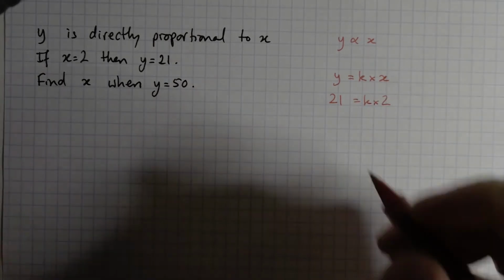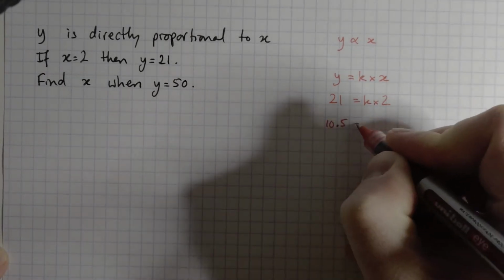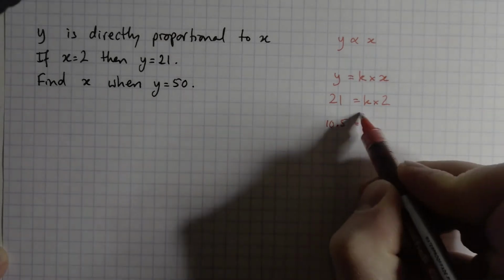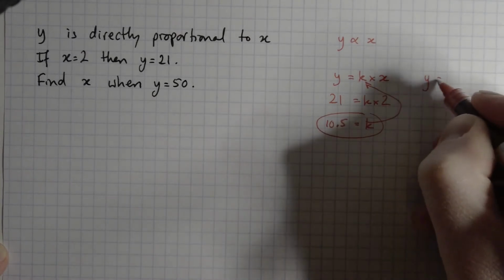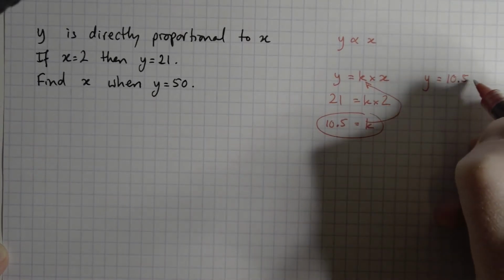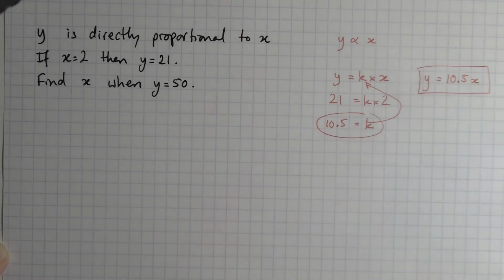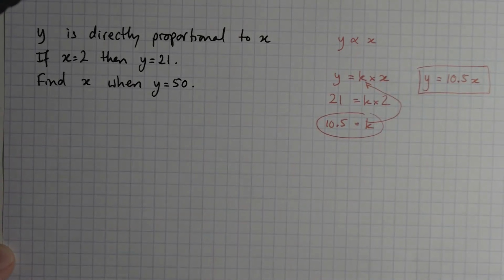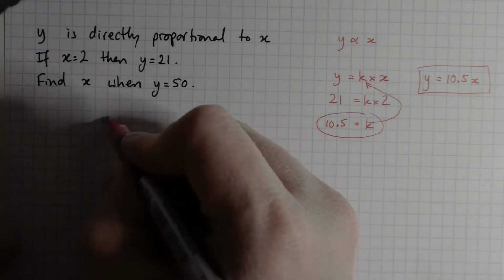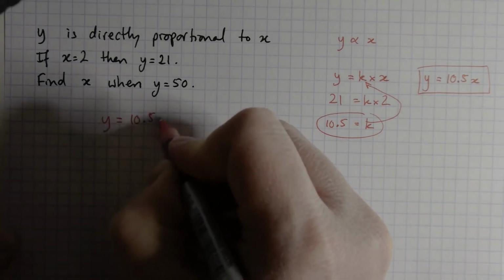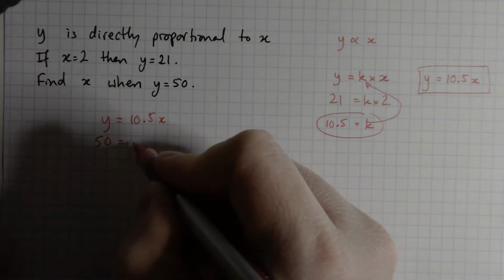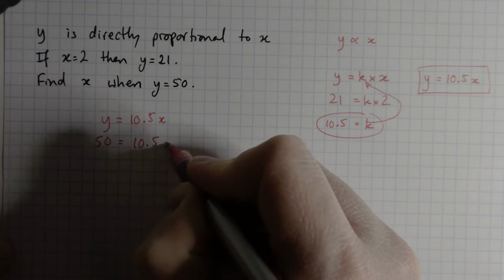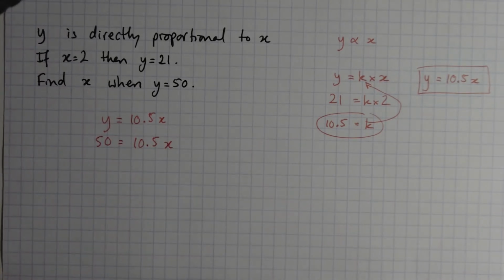If I divide both sides by 2, I get 10.5 is my k. Now I know what k is. It goes back into here, and make sure you write all of these stages. So that's actually the relationship I need to do this question. Find x when y equals 50. So I'm going to write that y equals 10.5x. Let's sub in what I know. Y is 50. So 50 equals 10.5 times x. And I'll now divide both sides by 10.5.